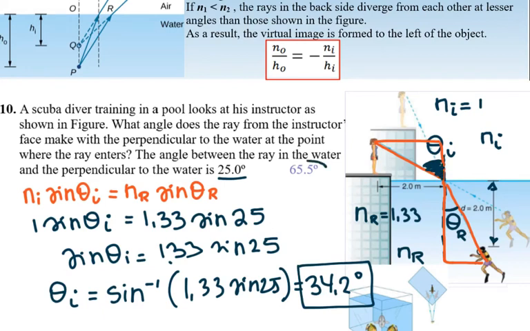And I guess the question when they ask you is, what angle does the ray from the instructor make with the perpendicular to the water? I guess they ask you this angle, so that would be 90 minus 34.2, and that gives you this angle.